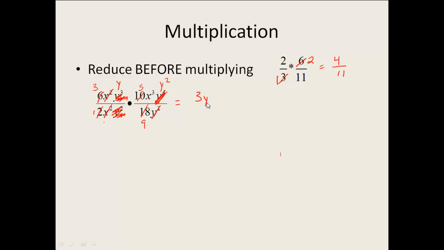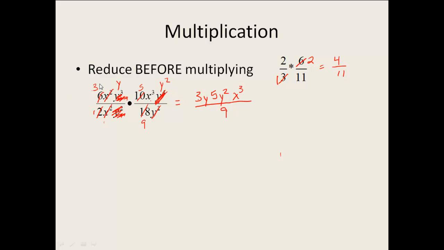So when I go across the top, I have 3y, I have a 5, I have a y squared, and on the bottom, oops, I missed an x cubed there. And I still have an x cubed on the top. On the bottom, I am left with a 9, it looks like. I can put a lot of different things together here. I'm going to keep reducing though before I do my multiplication. I can reduce my 3 and my 9.